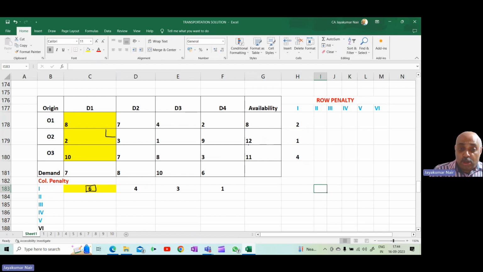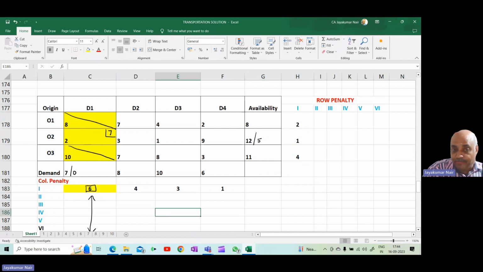Do you understand? So what do I do? 7 is the demand, availability is 12, the lower of the two is 7. So this will become 0 and the availability will reduce to 5. Since the demand has become 0, this destination does not need any more goods. Therefore, you cancel out this particular column penalty because you need not calculate any more penalty cost for this column, as no other allocation is required for this destination.